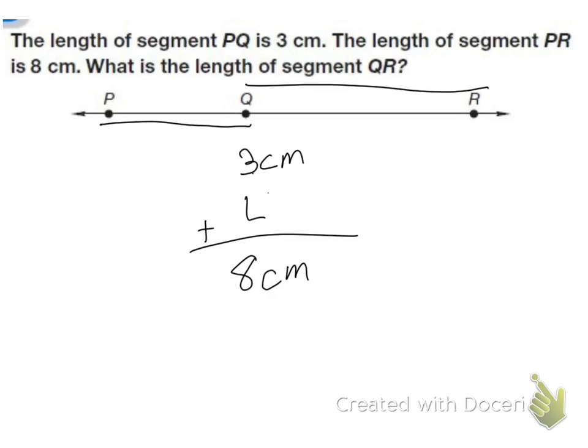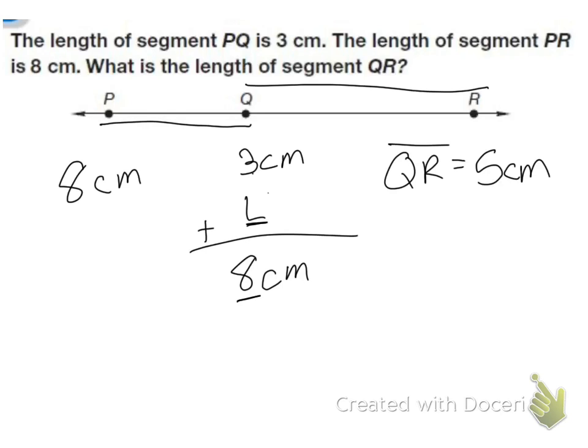So I know that 3 plus something equals 8. Well, I know that 3 plus 5 equals 8. So that means the segment QR equals 5 centimeters. Okay. We could have also said that the whole thing is 8 centimeters, and we subtract the smaller amount, and we'd still get 5 centimeters.